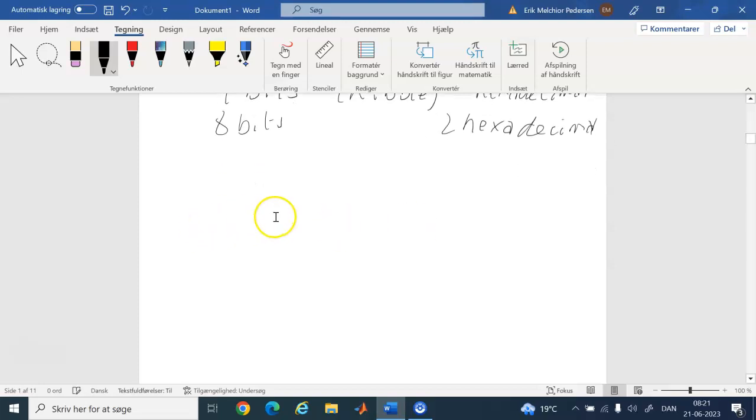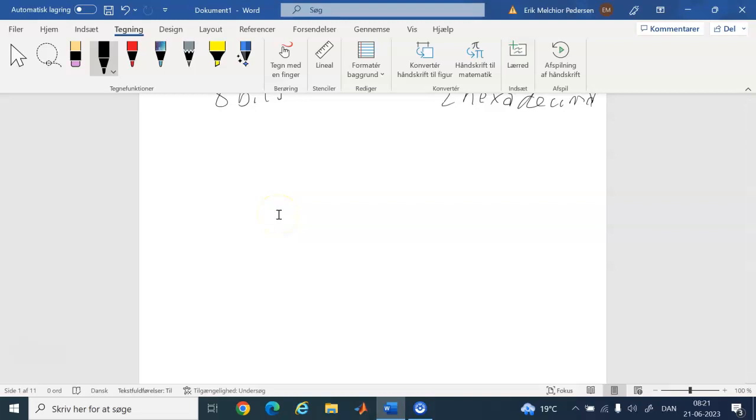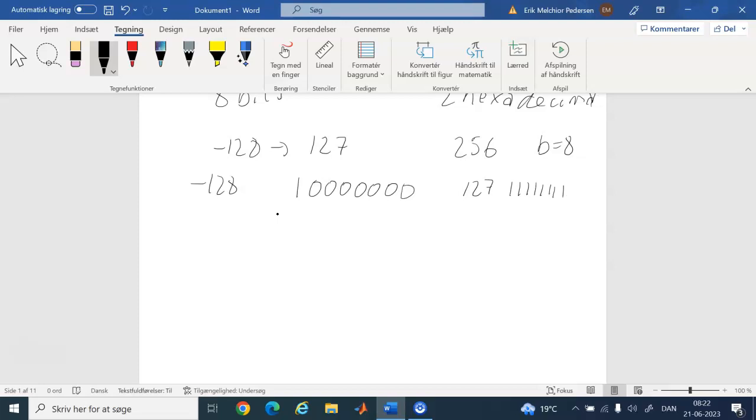We can also have signed integers. With 8 bits, for instance, from minus 128 to plus 127 is 256 different values, so b is 8. And 127 is 0, 1, 1, 1, 1, 1, 1, 1.